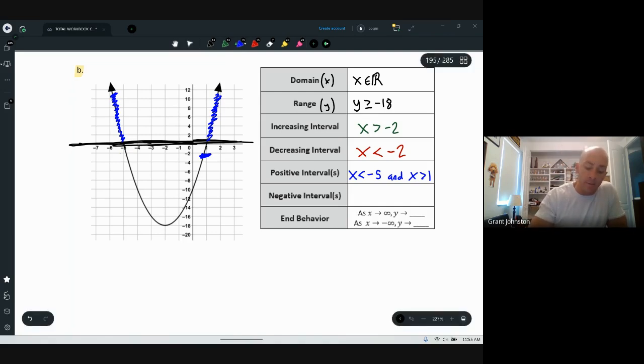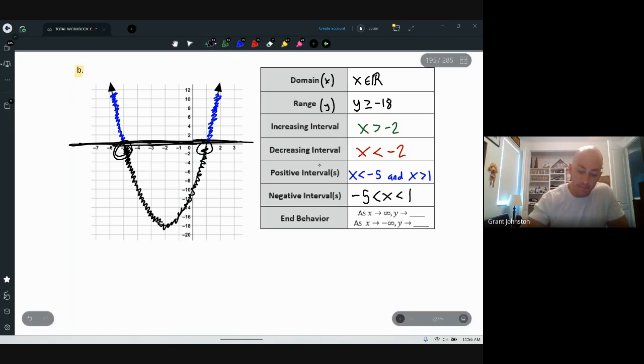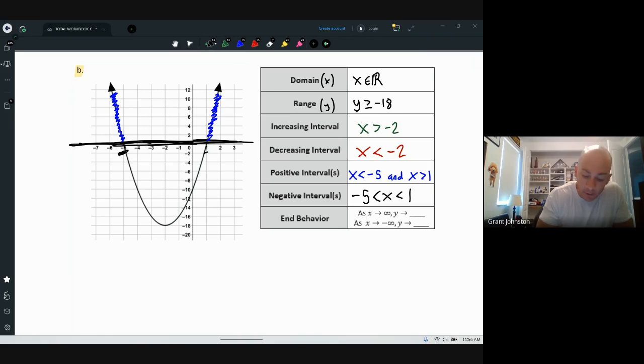And it's negative this whole time that I'm bolding in black. It's below the x-axis. That's in between. I kind of scribbled it out. That should be a -5 there and a 1 there. So between -5 and 1, it's negative. Let me erase it so you can actually see. Yeah, -5 and 1. This whole time, it's negative.